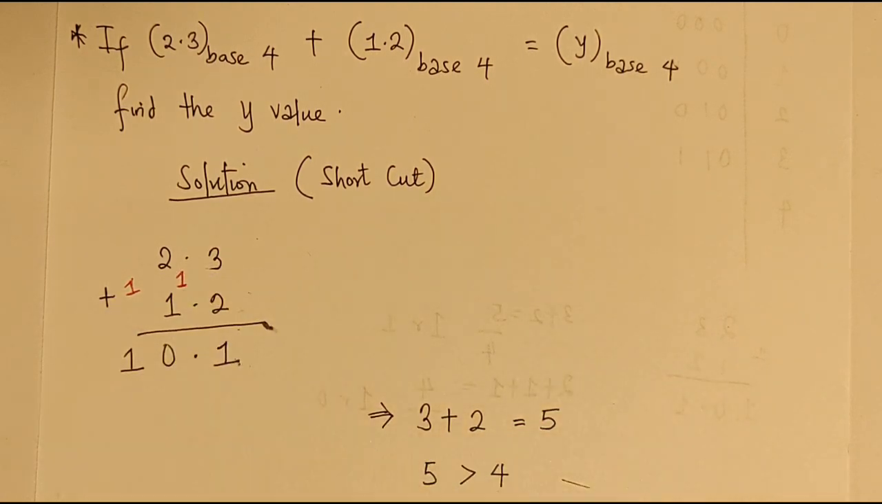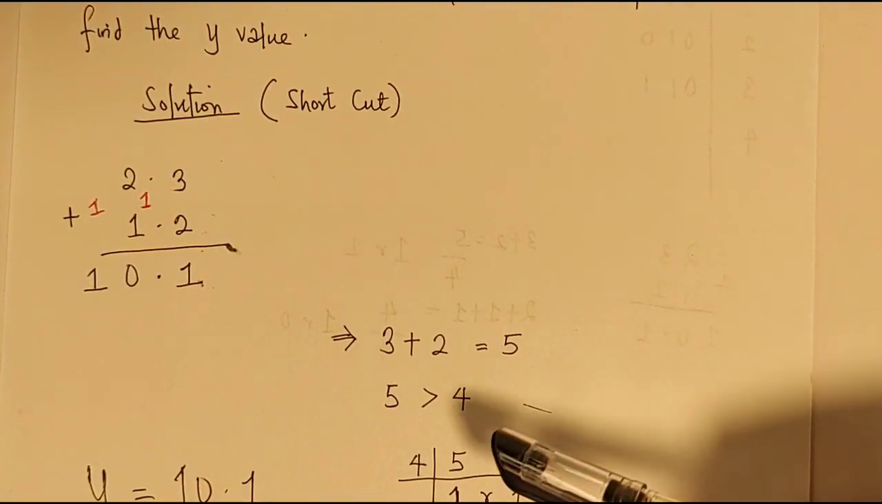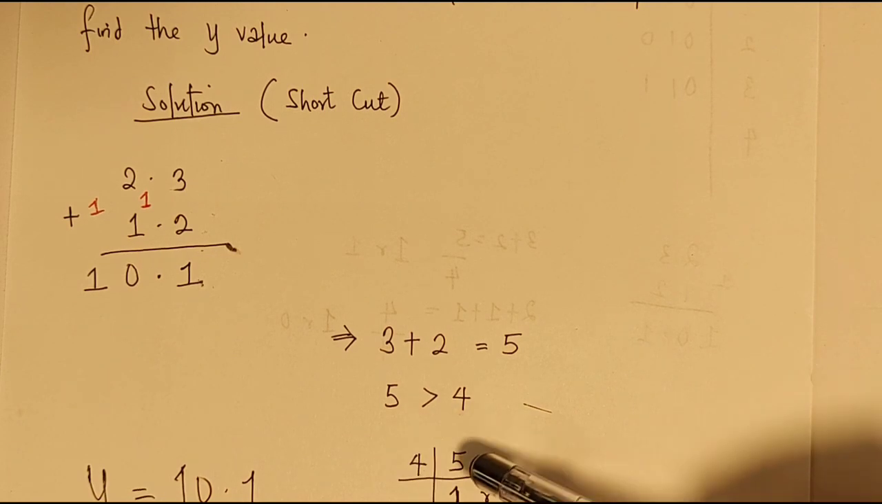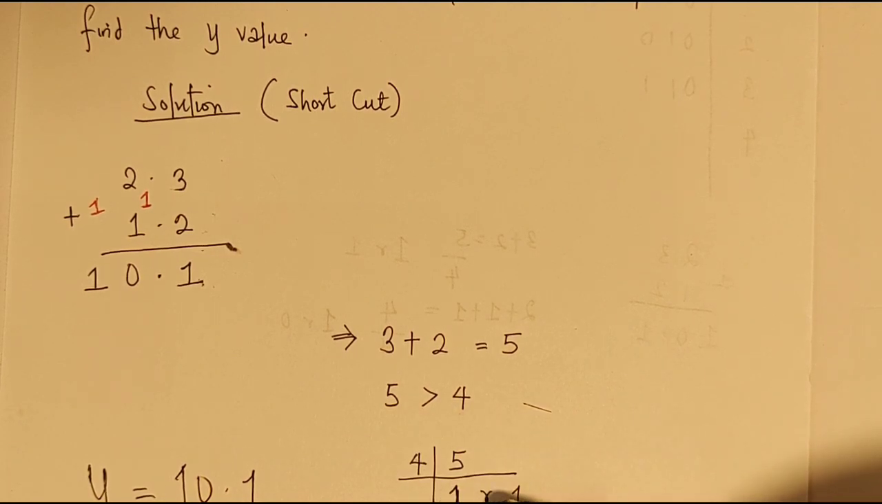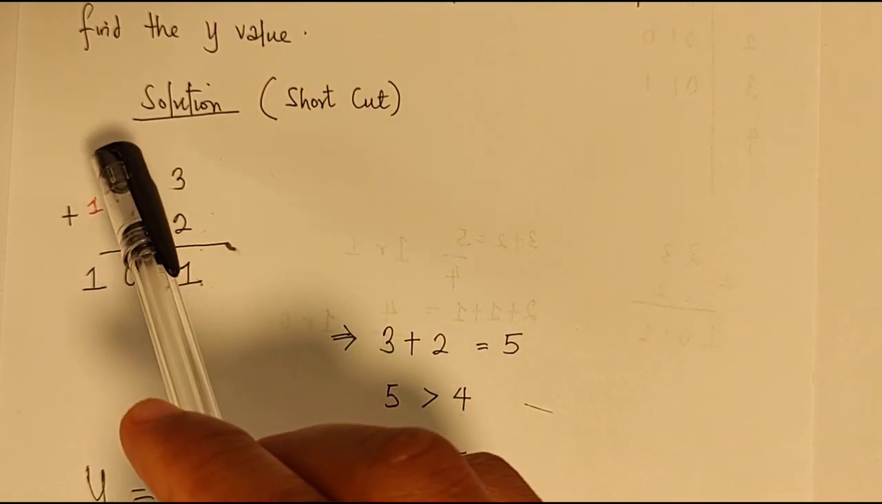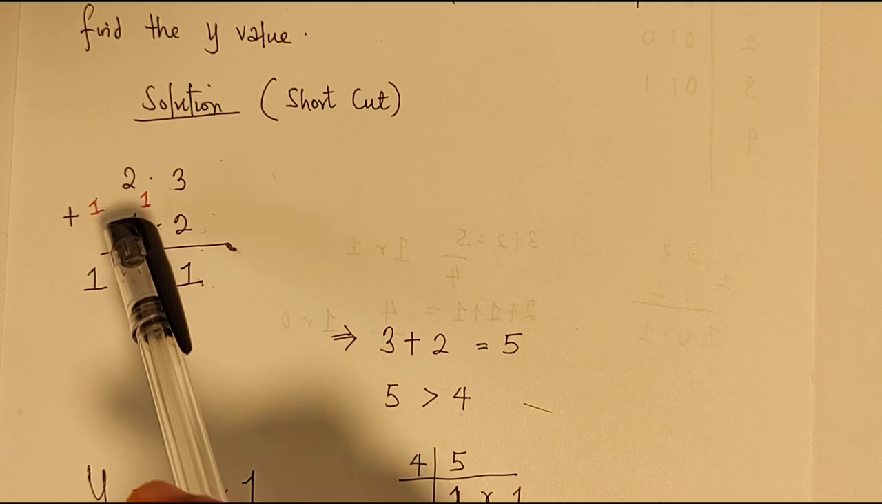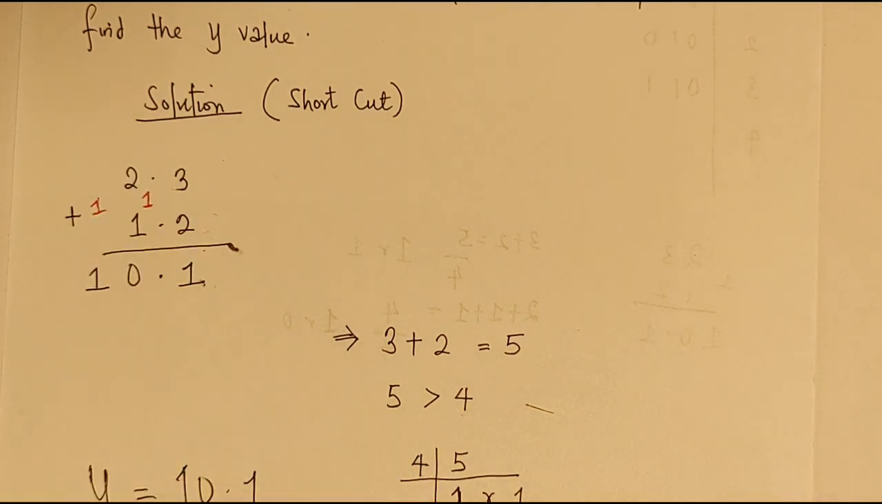Now 3 plus 2 will give us 5. We know that the highest digit in base 4 is 3. So it means that 5 is greater than 4. So to that, we're going to divide, and 4 into 5, we're going to have 1 remainder 1. So I'm going to take this 1 here, and this one, I carry it to the other side. So we now have 2 plus 1 plus 1. So that will give us 4.